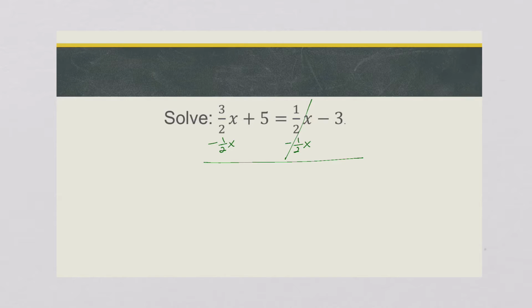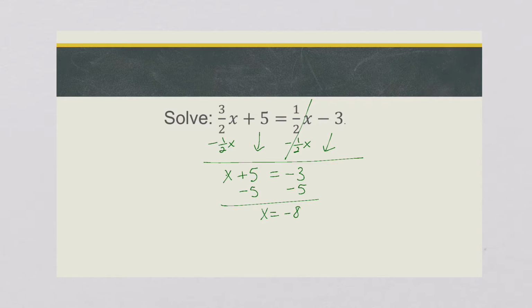3 halves minus 1 half is 2 halves. And what is 2 halves? It's just 1. So it's just plain old x. Bringing that down, I've got plus 5. So now what I want to do is I want to subtract 5 from both sides. X is equal to negative 8.